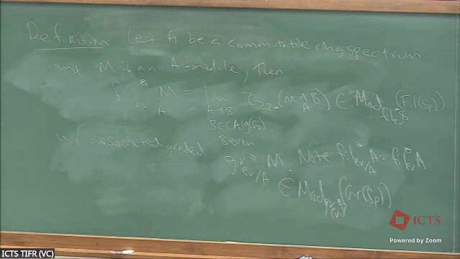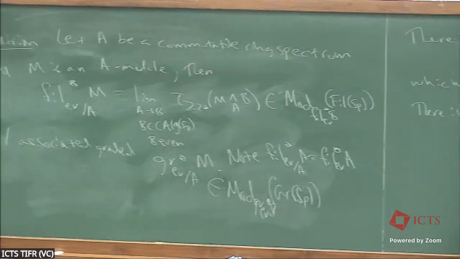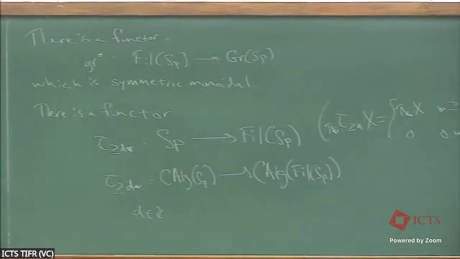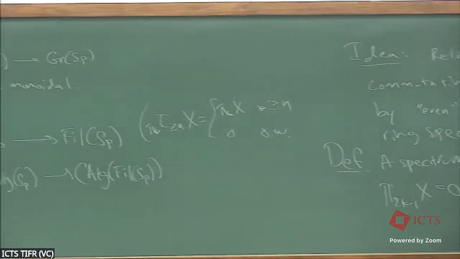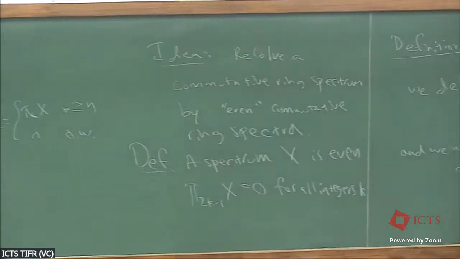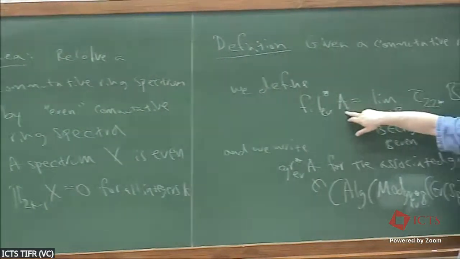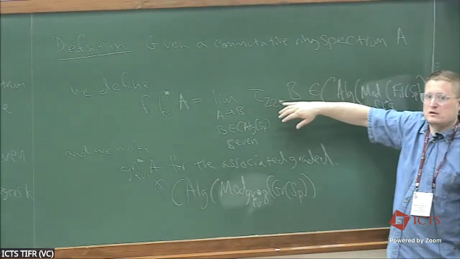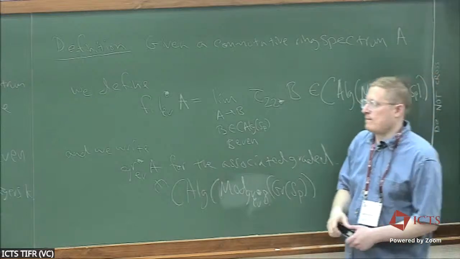Before doing this? I mean, this is the definition. You take the limit in commutative algebras. But then you just note that this was symmetric monoidal. So that means that this lands in algebras. And then because A is a module over the sphere, you also land in algebras over the sphere. Does that make sense?